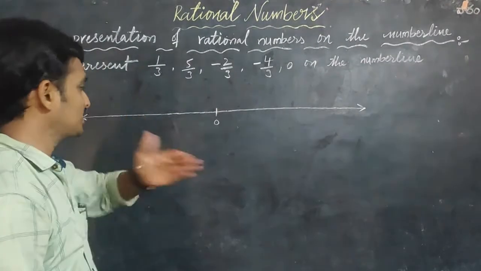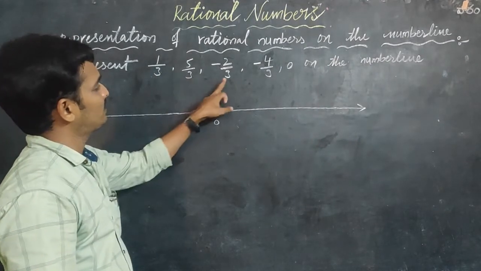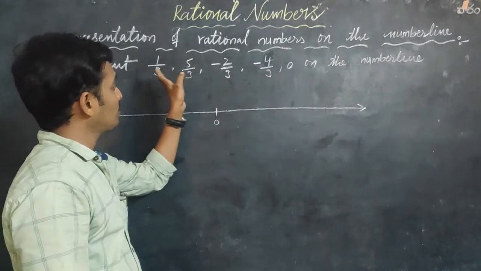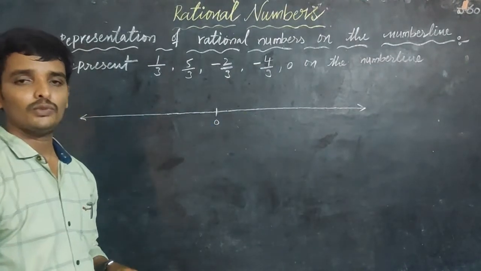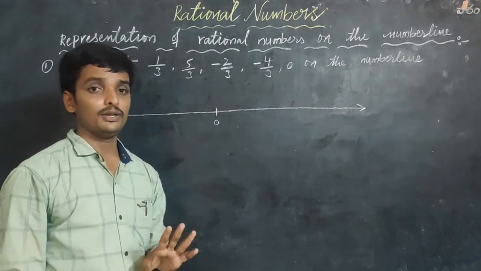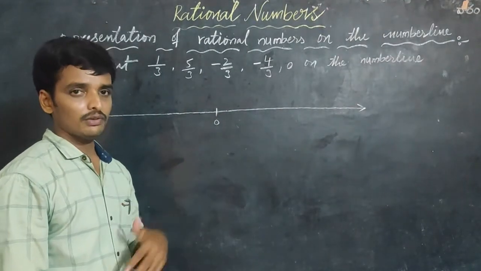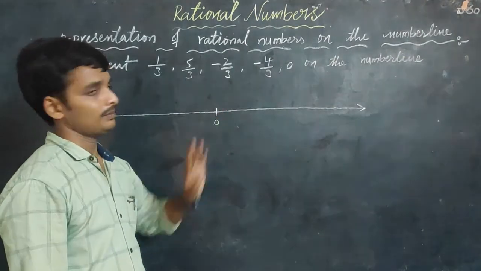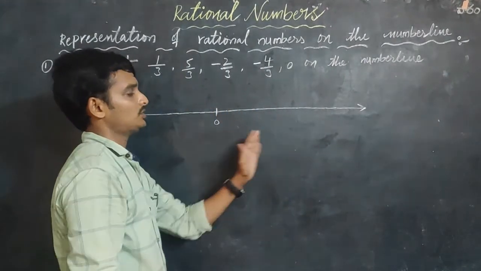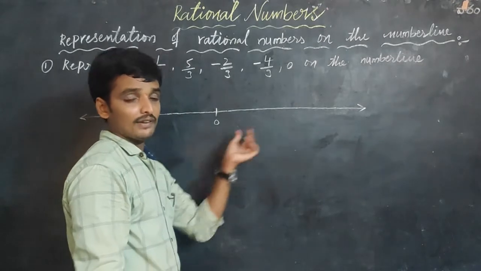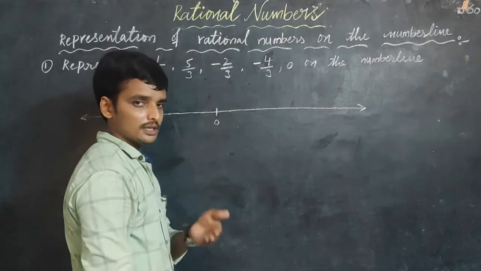If you see the numbers, every number has a denominator 3: 1 by 3, 5 by 3, minus 2 by 3, minus 4 by 3. If the denominators are the same, we have to represent all the numbers in a single number line scale. If the denominators are different, we can use different scales. In our problem, luckily, the denominators are the same. On the number line, the right side of 0 has positive numbers, and the left side of 0 has negative numbers. We already know it from integers, so we can apply it.